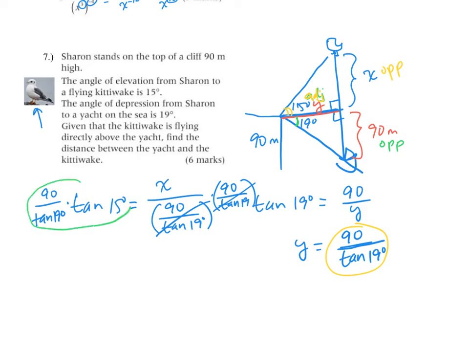And again, I'm not going to grab the calculator yet, because what I want to do is take that number x and add it to 90. So to get our final answer, this is what you're going to type in the calculator. Let's type in 90 divided by tangent of a 19-degree angle times the tangent of a 15-degree angle, and then we're going to add to that another 90 meters to get our final answer.